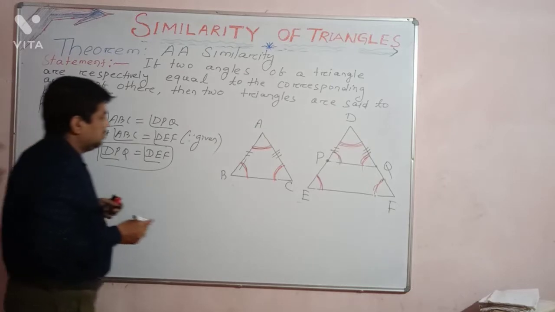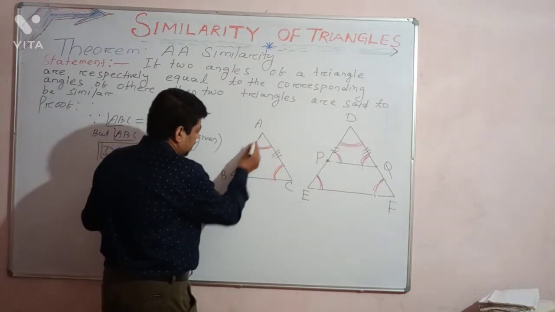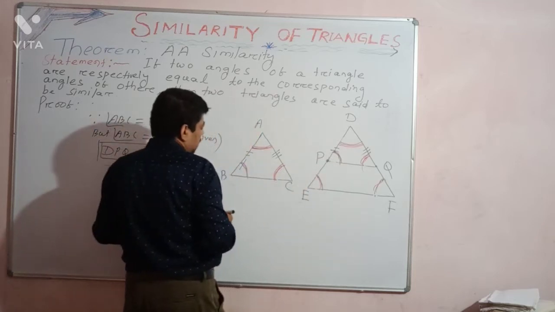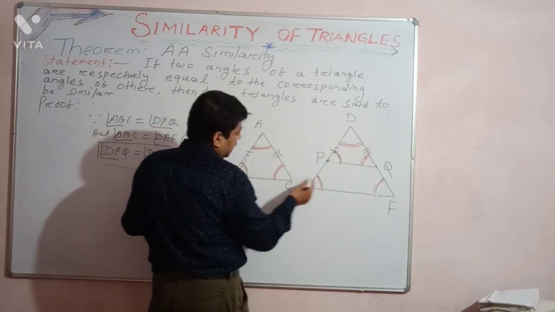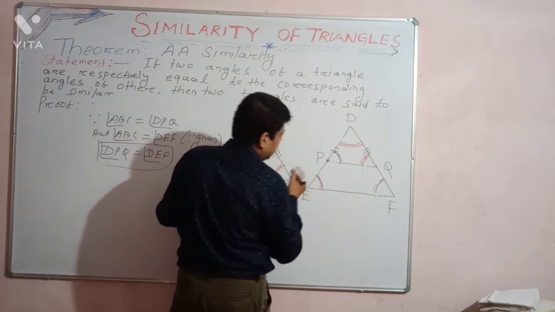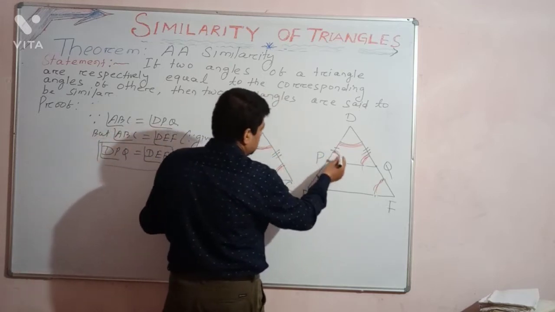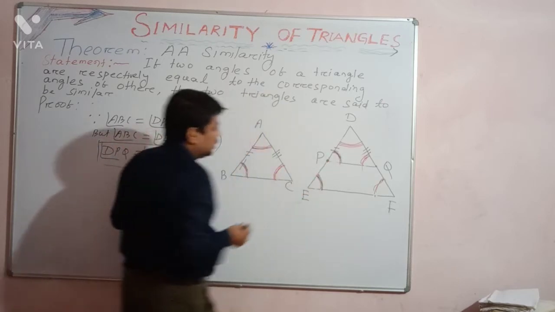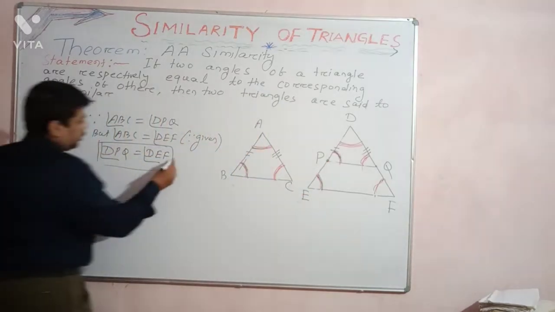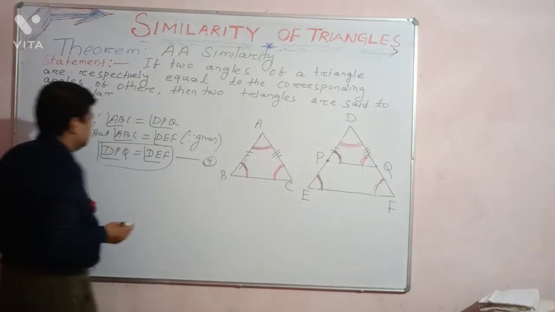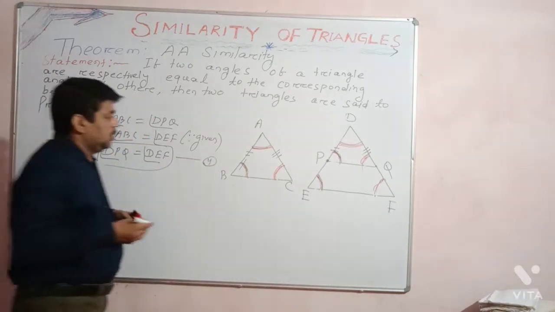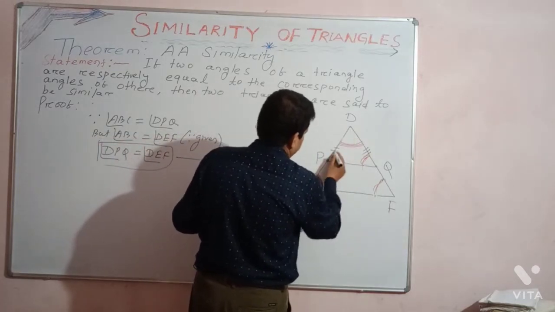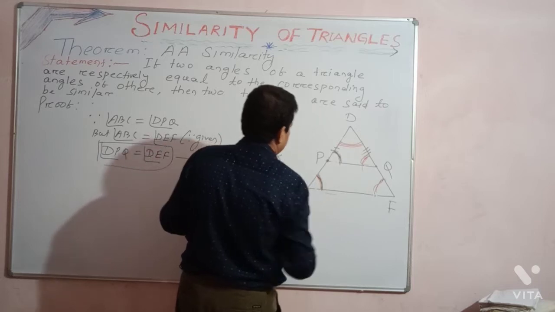It means angle ABC is equal to angle DPQ, already proved, and angle ABC is equal to angle DEF, given. So this angle is equal to this angle, and again this angle is equal to this angle, so this angle must be equal to this angle. So this is point number 4 you can write. In triangle DPQ, angle DPQ is equal to angle DEF. It means angle P is equal to angle E.